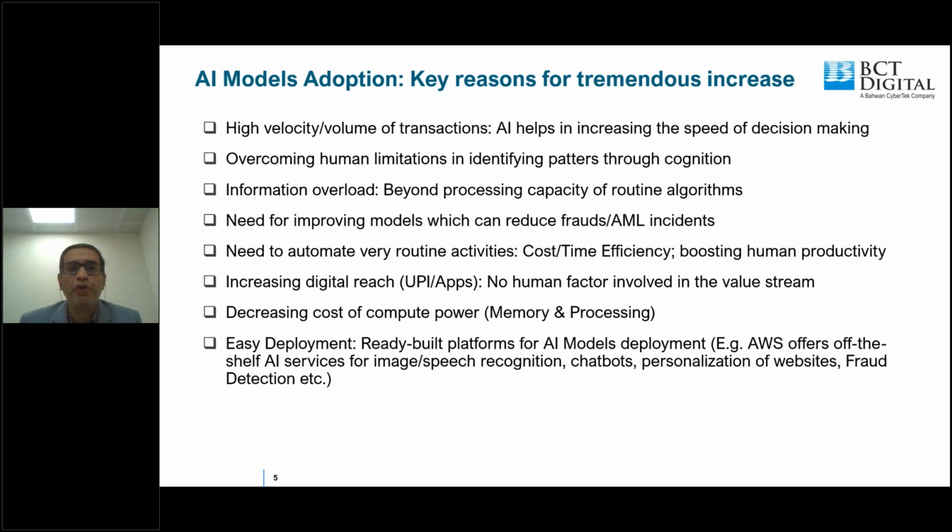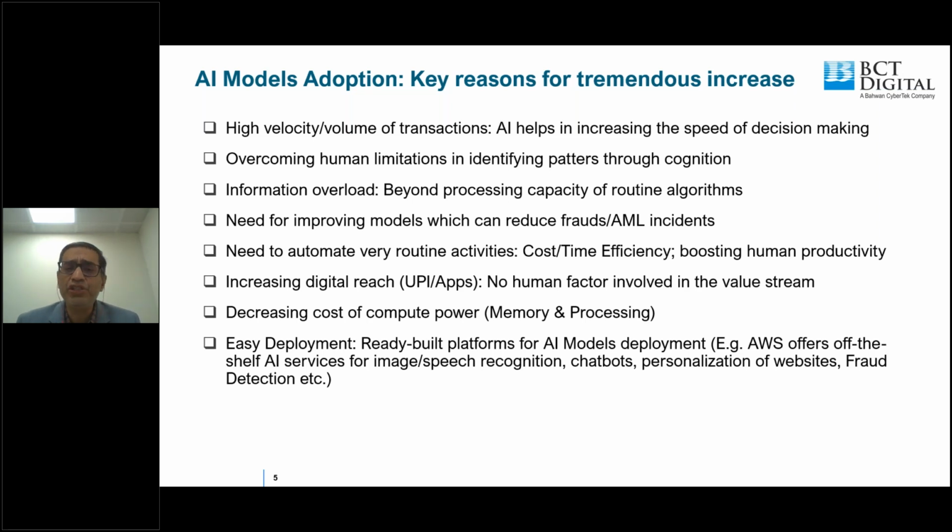Then nothing would have been possible had it not been for the decrease in compute power, which means your hardware, your memory and processing capacity has increased tremendously. The cost of hardware has tremendously come down. The processing capacity has tremendously increased. You might have the best AI model, but if you don't have the backing in terms of the processing power, hardware, and so on and so forth, AI would not have been so successful. So that's another reason for adoption of AI.